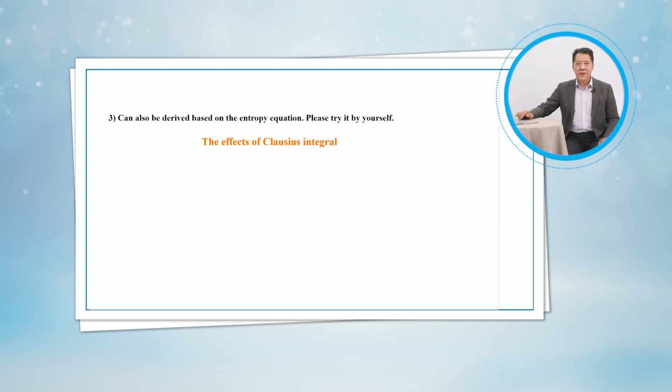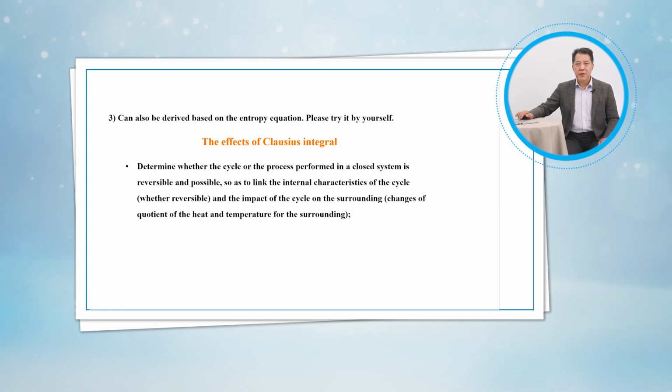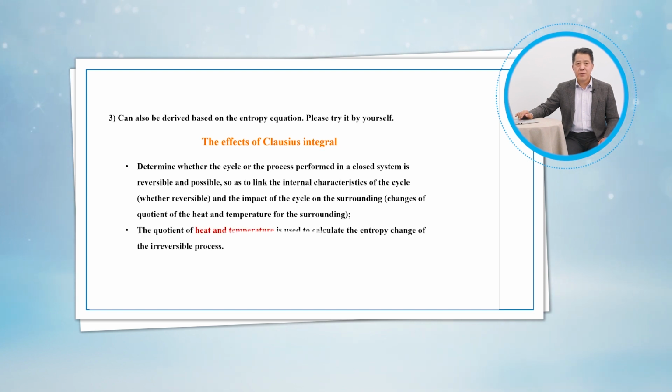There are two effects of the Clausius integral. 1. It determines whether the cycle or the process performed in a closed system is reversible and possible, so as to link the internal characteristics of the cycle and the impact of the cycle on the surroundings. 2. The quotient of heat and temperature is used to calculate the entropy change of the irreversible process.